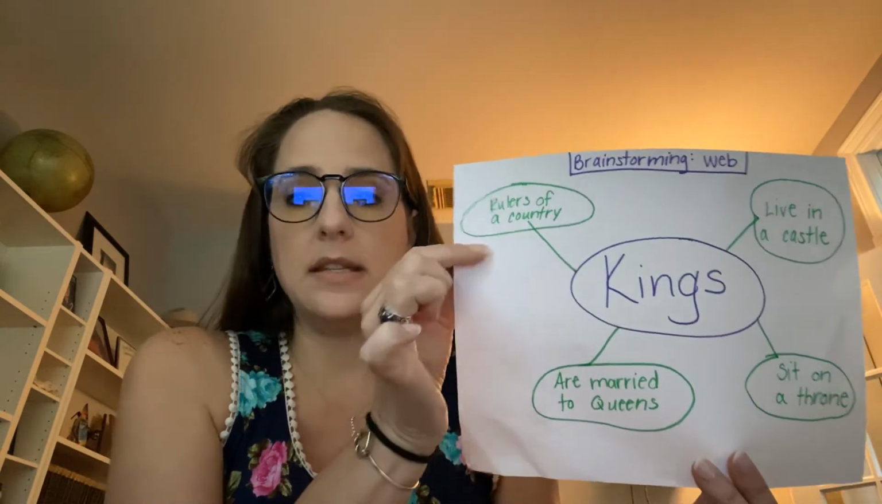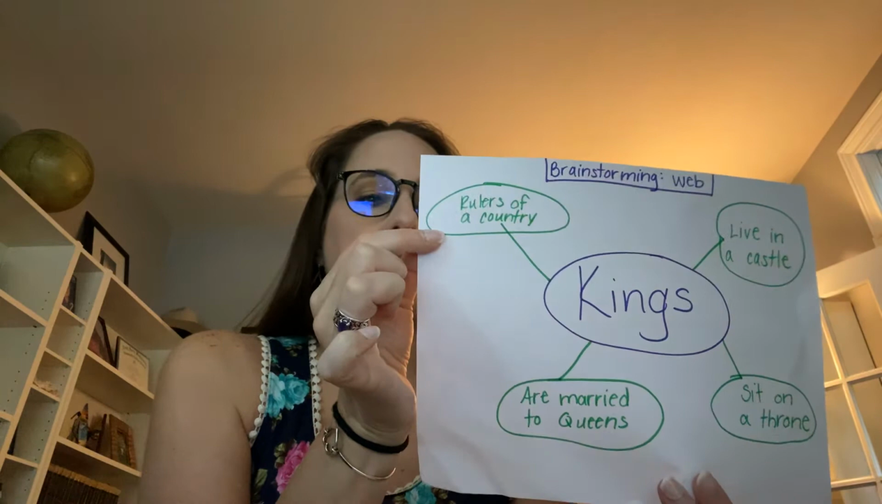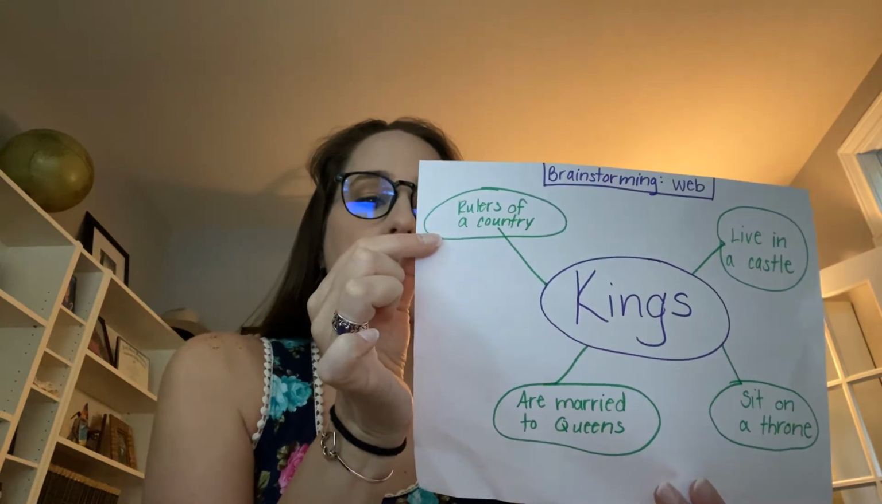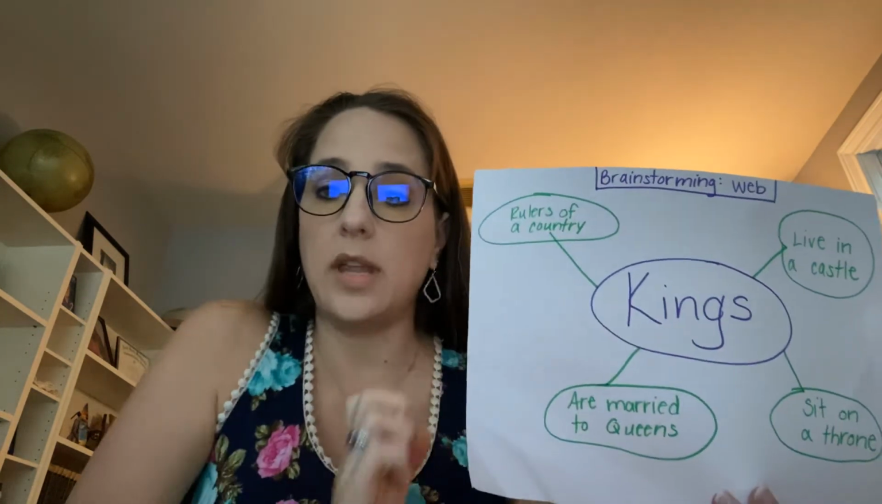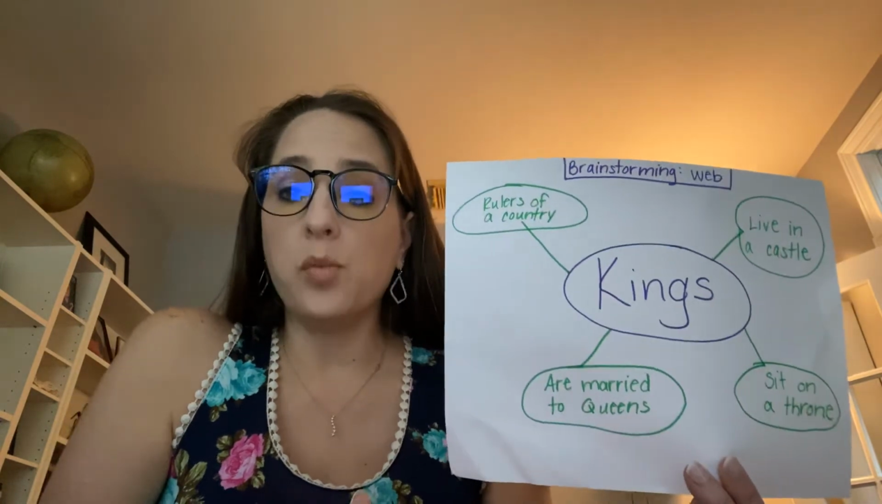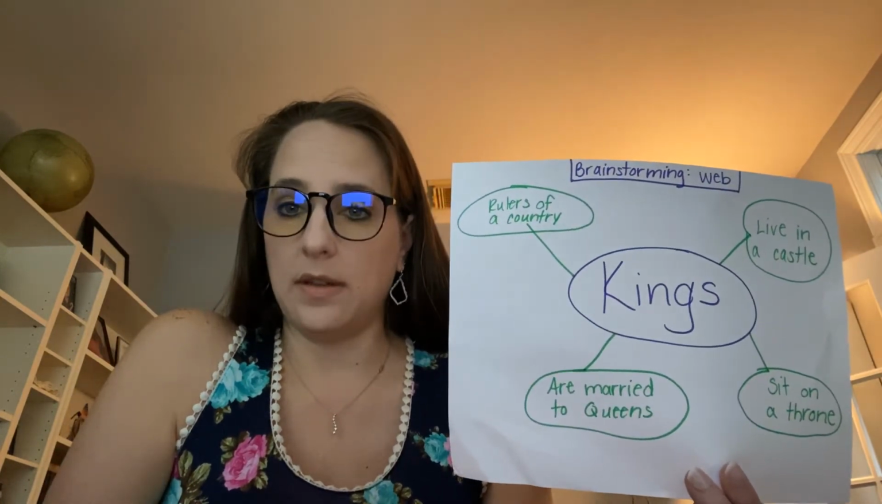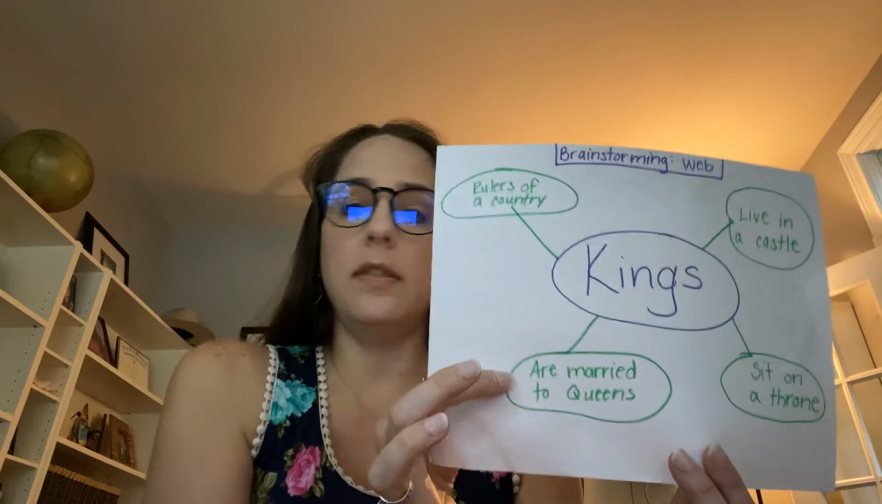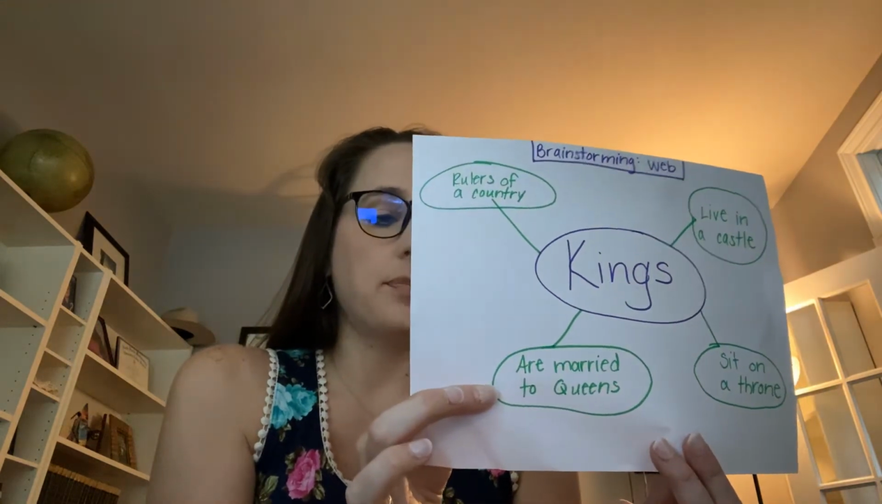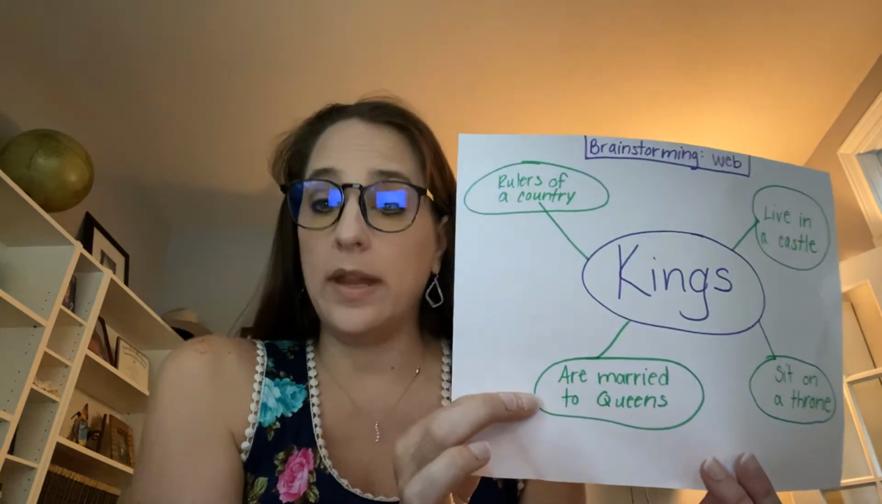So one of my details right here is I said rulers of a country. So kings, they rule different countries. And then in this one, I said are married to queens.